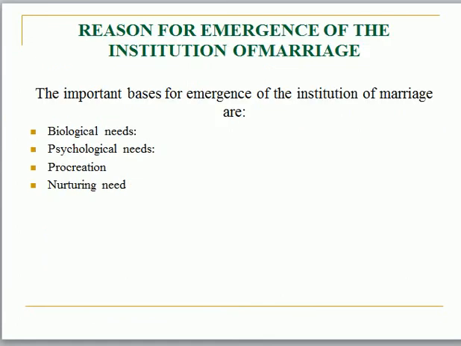Now let us look at the reasons that are important for the emergence of the institution of marriage. Why is it important that we get married? What is the need for the emergence of marriage? What is the reason the marriage system came into being? First is biological needs. The first factor is biological needs.